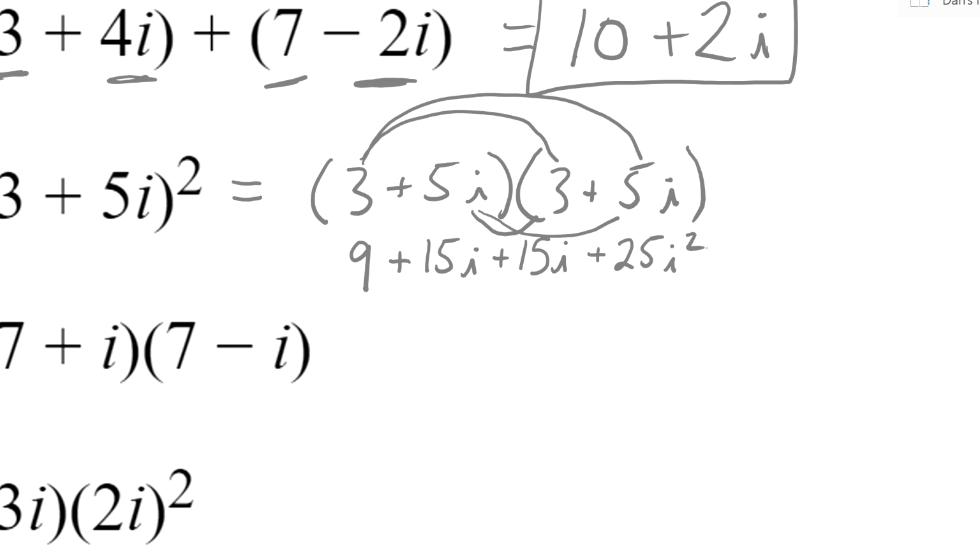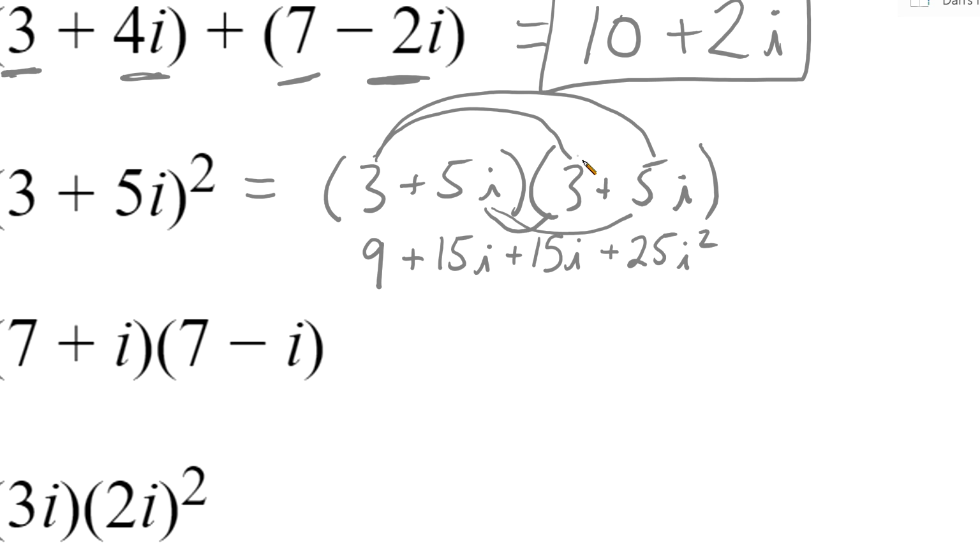You just multiply everything by everything. So you're multiplying first times the first, outside. If you haven't done this before, FOIL is first, outside, inside, and last. That's where the FOIL comes from if you learned FOIL. Usually they say distribute.